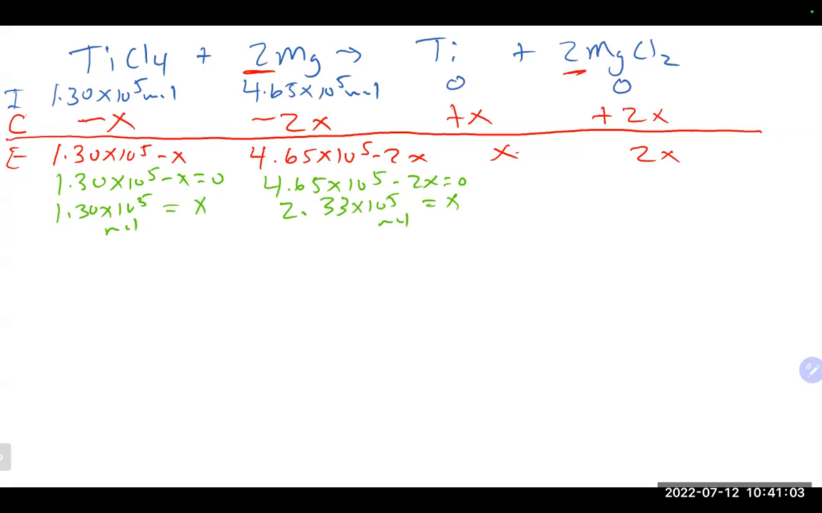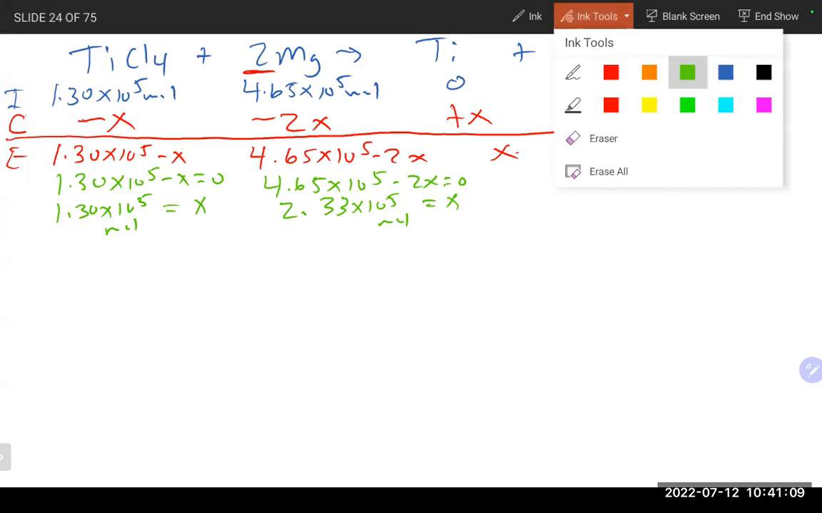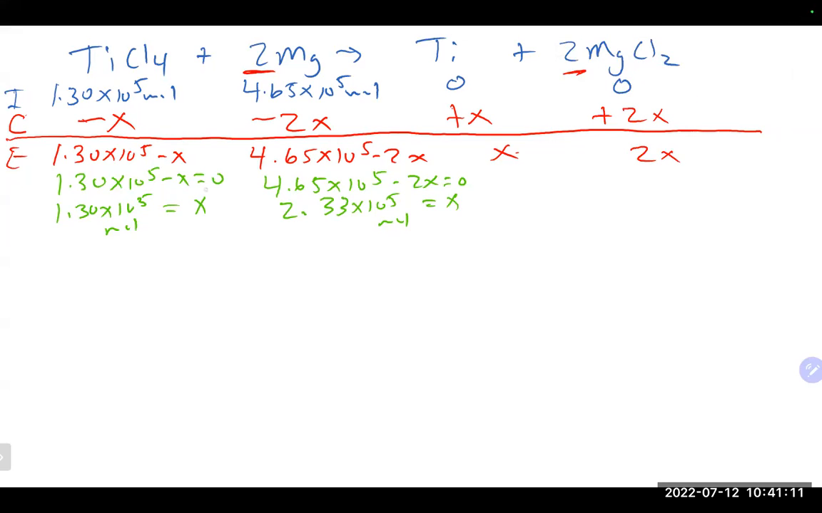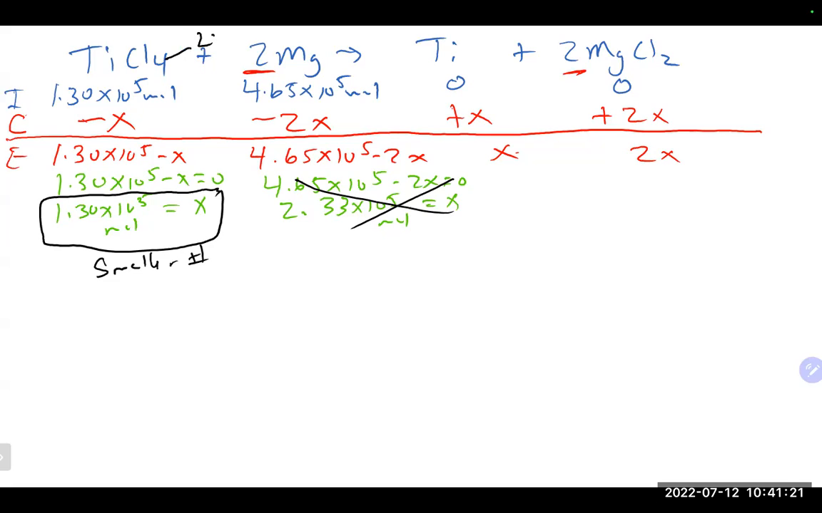At this point, the smaller number is going to be our limiting reagent. So in this case, the smaller number is this guy right here, right? That's a smaller number, which means we don't need this anymore. That also tells us that this is the limiting reagent, and the magnesium here is the excess reagent. Any questions on that part of it there?